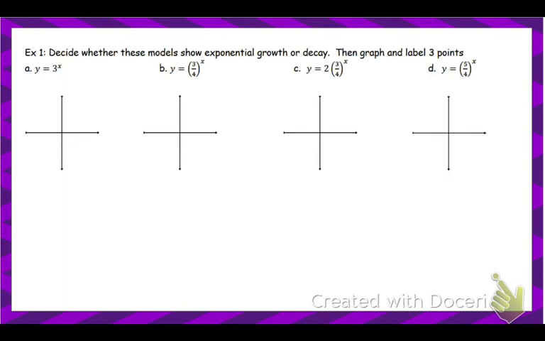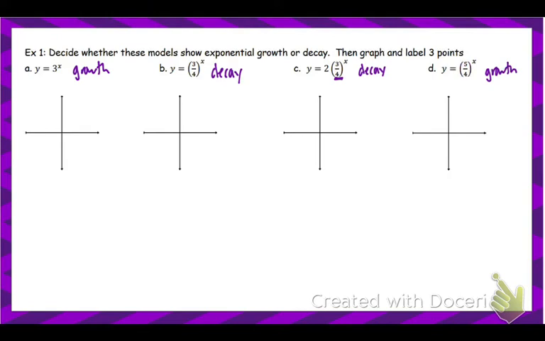So this first one here is an example of growth because the base is greater than 1. Whereas the second one is an example of decay because that base is between 0 and 1. C is still an example of decay because the base, the thing that has the exponent, is less than 1. This number out in front is just going to change our y-intercept. That's your initial value. All right, and then finally this last one, even though it's a fraction, it does still show growth because the value that has the exponent is greater than 1.